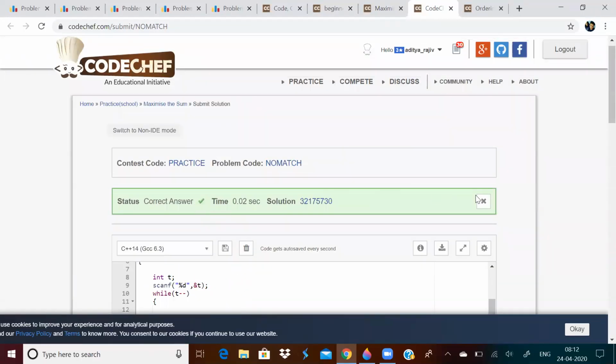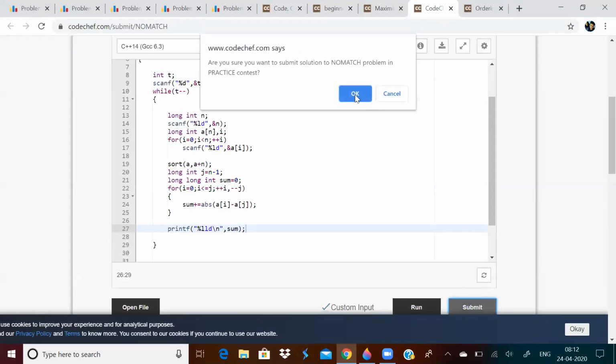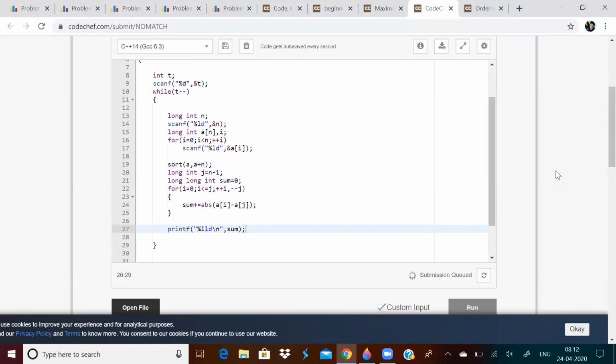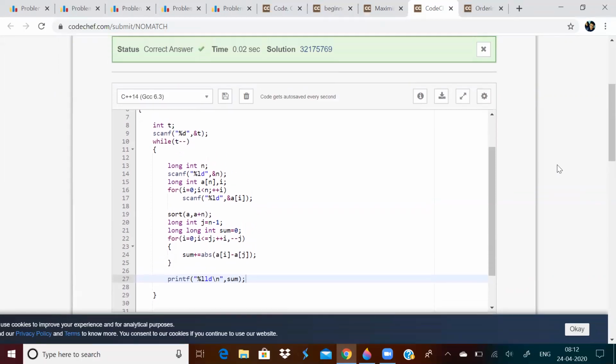I had got the correct answer for this. If you want me to run it, I will submit again. So this is the approach I used.